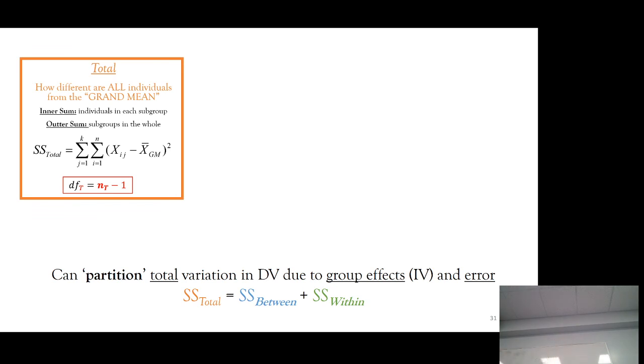These are the degrees of freedom that go with the total. Degrees of freedom total are the total sample size minus 1. So in our toy example with the music and memorizing words, what's n little t? What number? 15. So NT is the total sample size, 15, and degrees of freedom total would be 14.